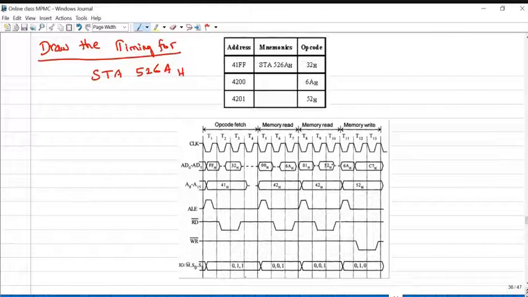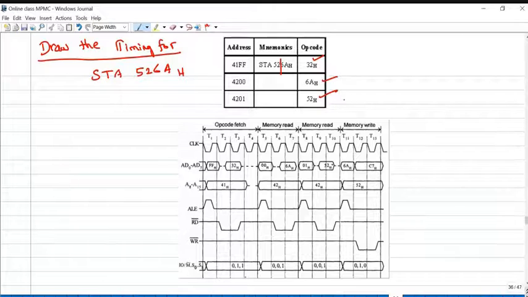Assume that we have started storing the information, that is the opcode, from the address location 41FF. So STA with some 16-bit address: 32 is the opcode from the opcode sheet of the 8085 microprocessor. Then the 00 is saved in the next immediate address location, and 52 must be saved in the next immediate address location.